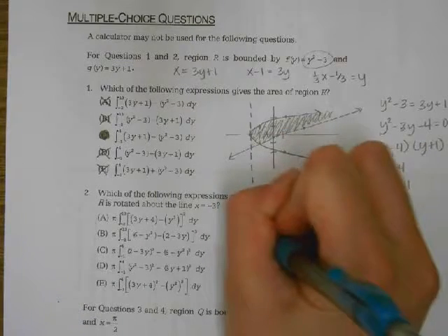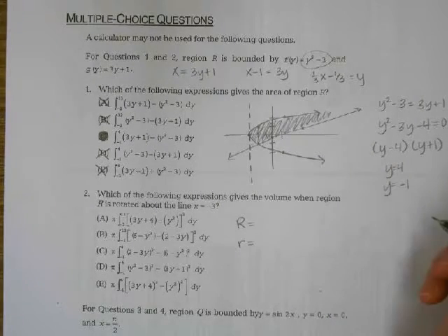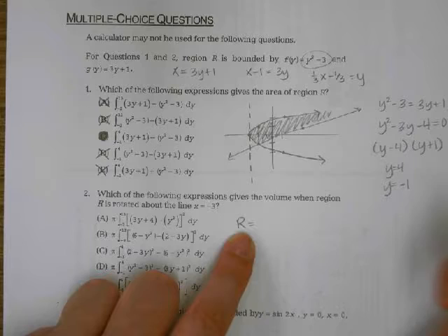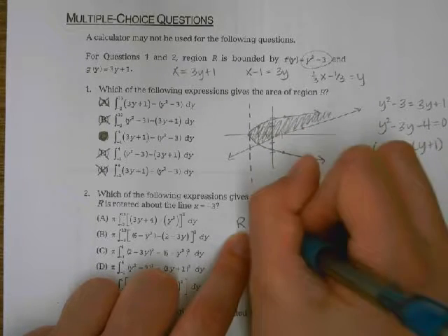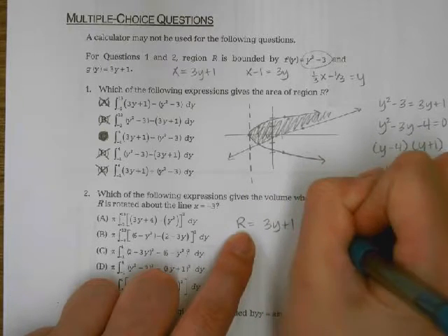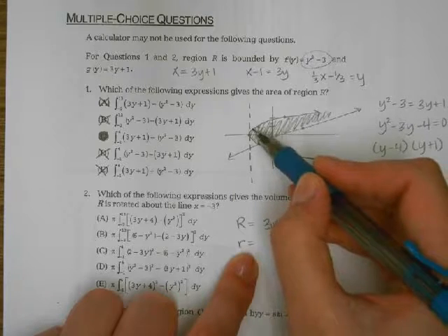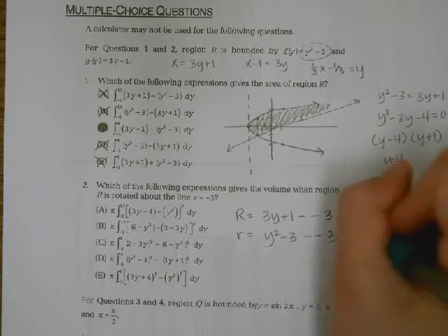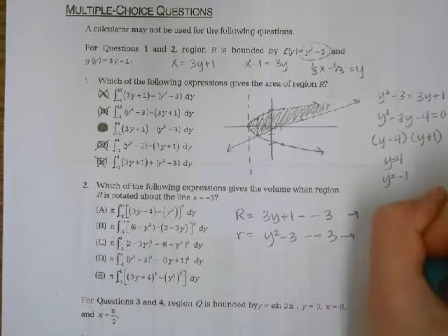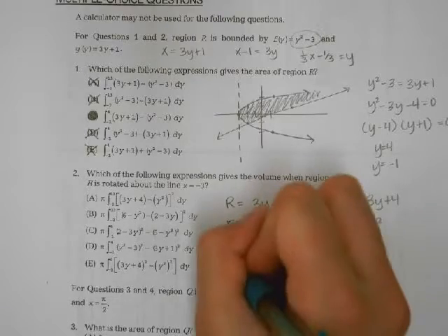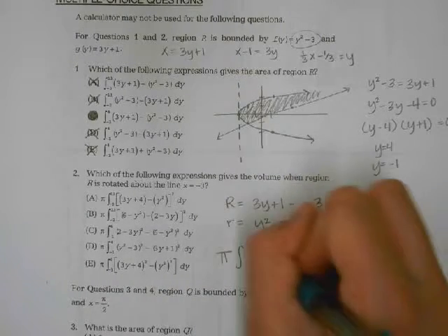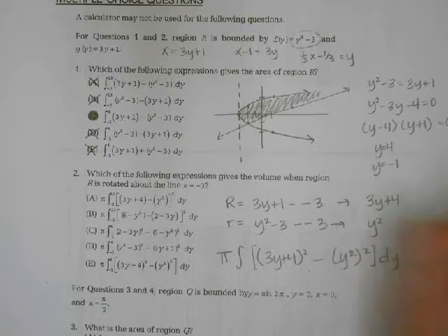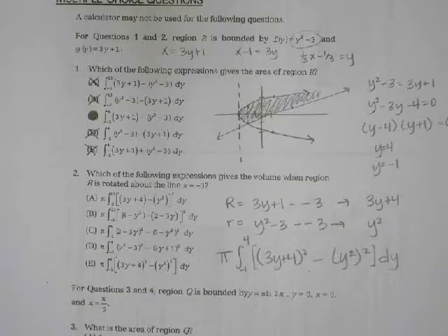So with the washer method, I need to know what my big radius is and what my little radius is. My big radius is the one that's further out, and again, we're doing right minus left. So the one that's further out minus the axis of symmetry in this case. That would be 3y plus 1 minus negative 3, which is 3y plus 4. Little r is the curve that's closer minus the axis of symmetry. So that is y squared minus 3 minus negative 3, which is y squared. All right, so it's pi times big R squared minus little r squared, and the interval is negative 1 to 4, and so that matches up with E.